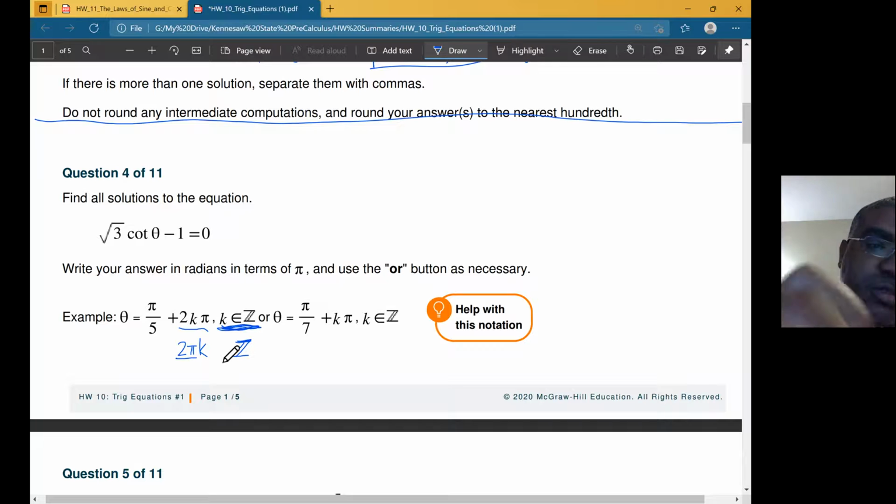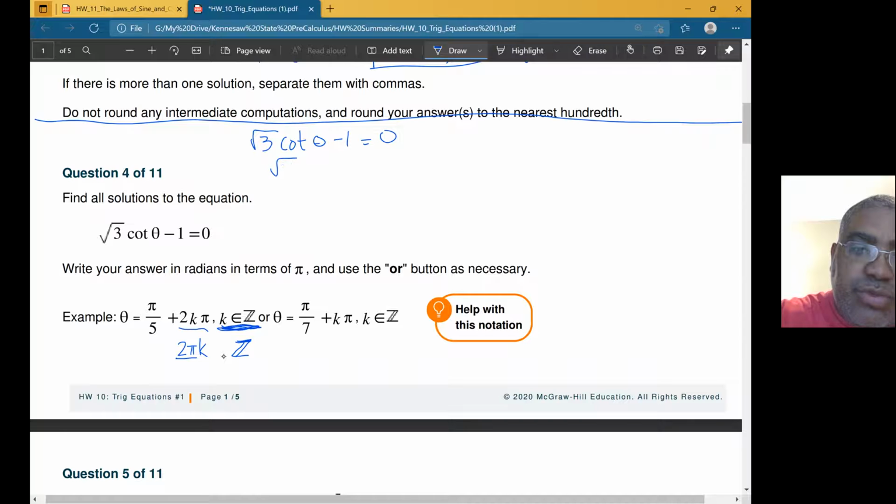All right, so √3 cotangent of theta minus 1 is equal to 0. √3 cotangent of theta is equal to 1. Cotangent of theta is equal to 1 over √3. Flip both of them, we get tangent of theta is equal to √3. So theta is equal to the arctangent of √3.